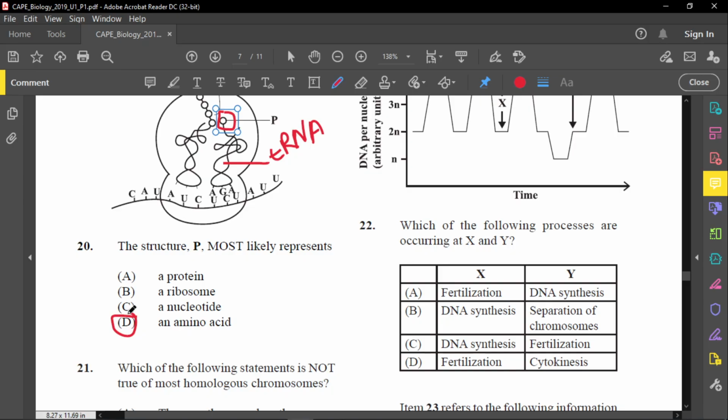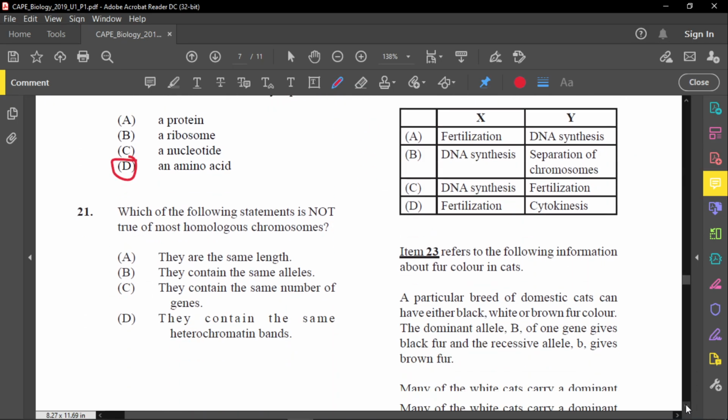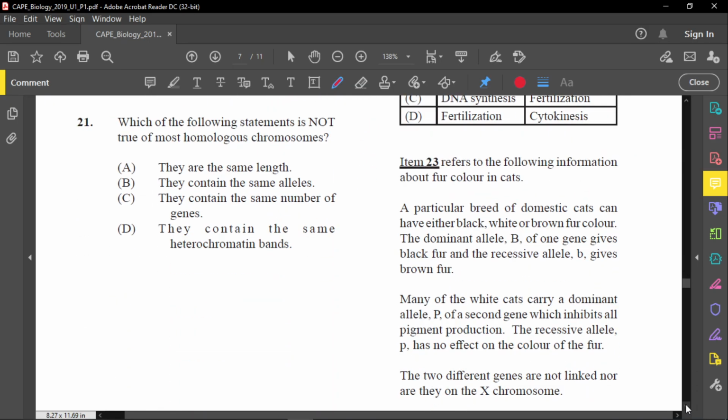All right. Now we can move on from question 20 to question 21. It said, which of the following statements is not true? The word is not. Which is not true for most homologous chromosomes? The first one said they are the same length. Typically, they are the same length. So that is a truth. That's a true statement.